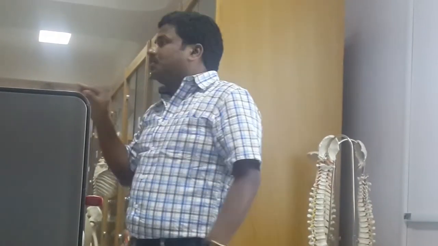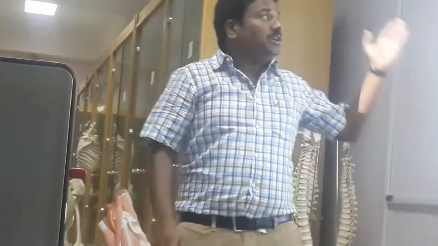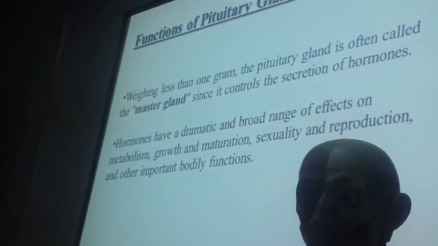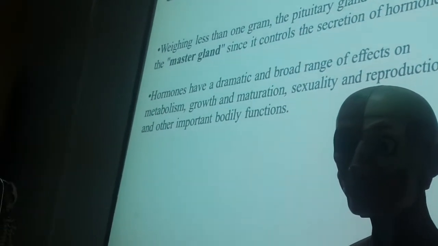So this pituitary gland is an endocrine gland. It secretes various hormones which regulate other endocrine glands in the body, like the thyroid, adrenals, and so on. That's why it is also called the master gland. This gland is very important in many body functions like metabolism, growth, maturation, sexuality, reproduction, everything. So these hormones from the pituitary are important in all these body functions.